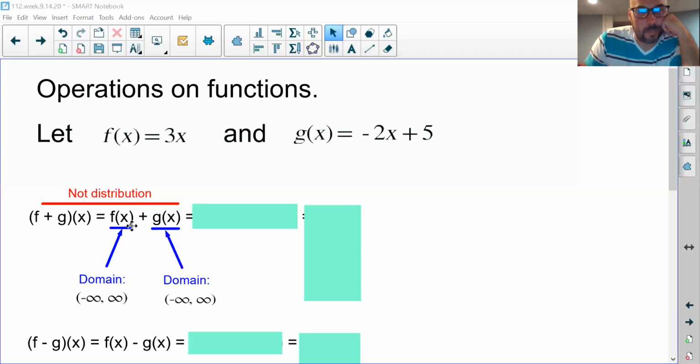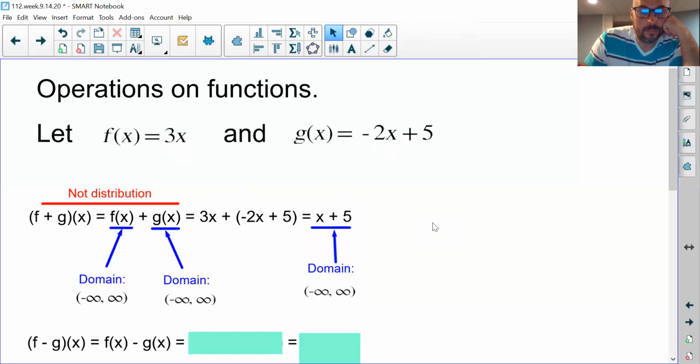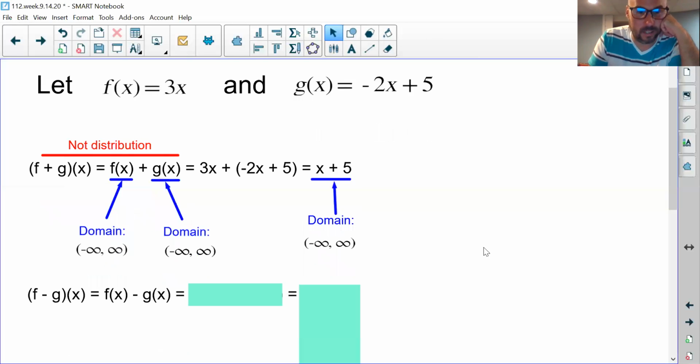Anyway, separating it like this can really help me simplify this problem. If I want to take f of x plus g of x, well, I know what f of x is, and I know what g of x is. So I just add them up. 3x plus this gives me 1x plus 5. And this happens to be another line with domain of all real numbers, but that really only exists because individually they had the domain of all real numbers. And again, I'll talk more about that later.